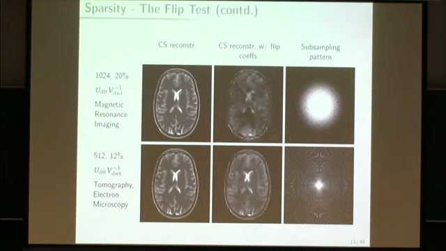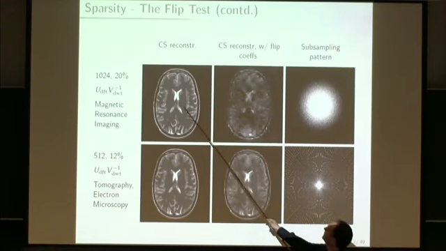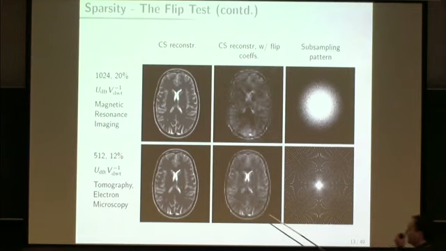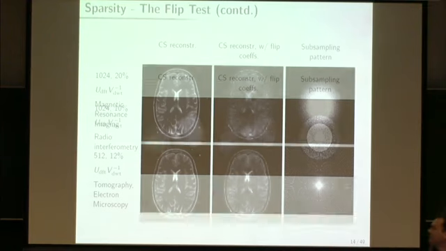It's the good old MRI again. Here is a sort of a cloud. This is a different subsampling pattern that I used before. Here is the reconstruction, and here's with the flipped coefficients. If I do tomography, for example, or electron microscopy, I don't have any randomness. I will simply sample according to radial lines. I can recover reasonably well. Again, if I flip the coefficients, you get garbage.